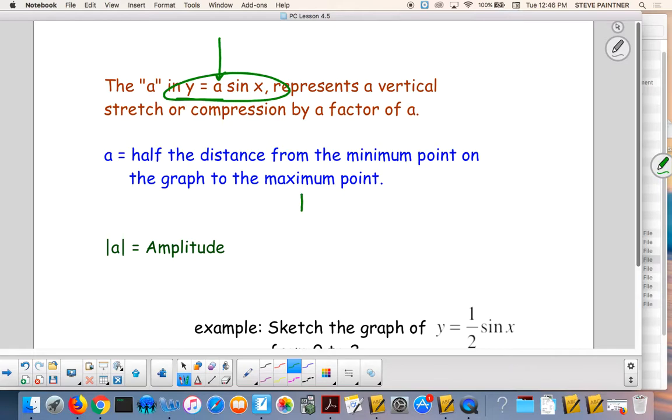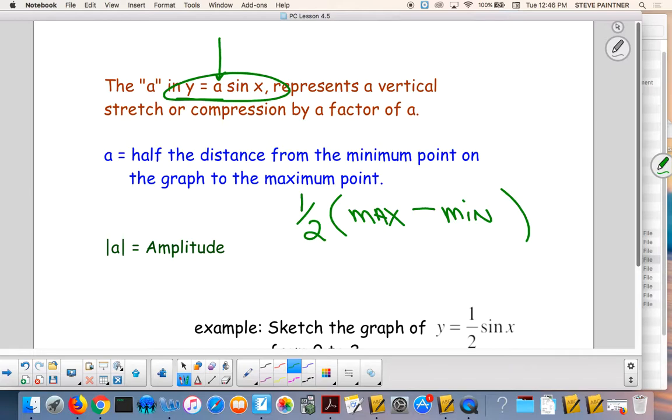So here, let me write you a formula. This is what they just told you. If you want the amplitude, you just take the maximum minus the minimum, whatever that is, that's the distance, and then you cut it in half. That's all you have to do.